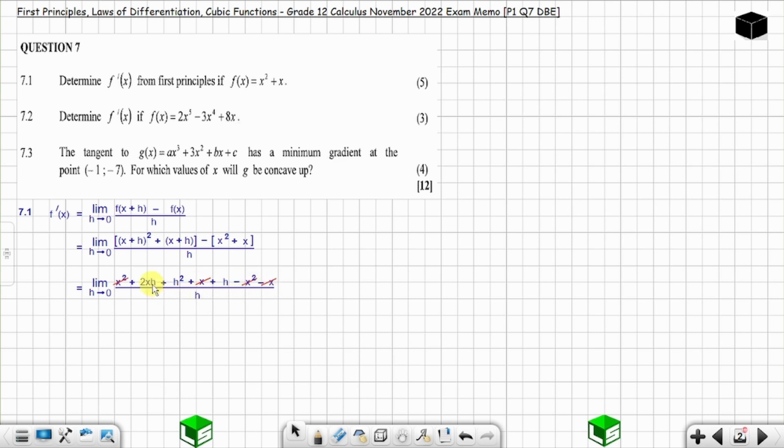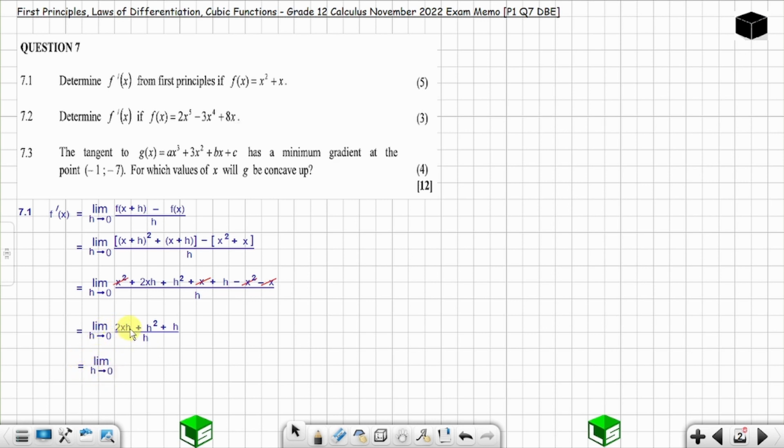So you only remain with the terms having h in them. Okay, you have this, this, and this. So let's carry on. This is equal to the limit as h goes to 0. You have 2xh plus h squared plus h over h. This is equal to the limit as h goes to 0.